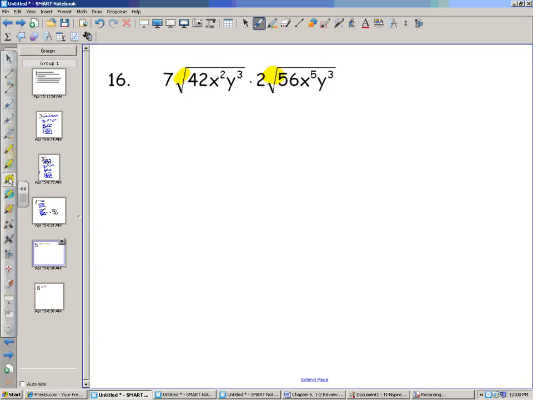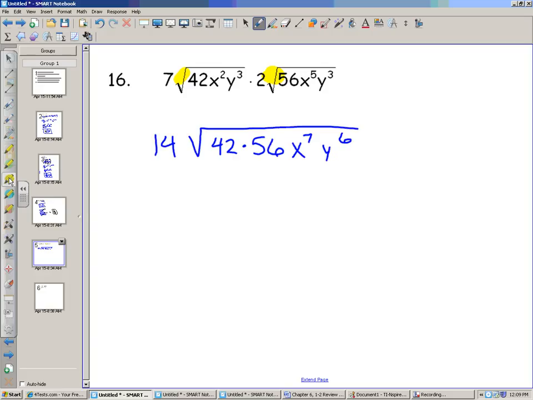Okay? So I'm going to go ahead and take 7 times 2, which is 14. And then I'm going to have 42 times 56. And then what's x squared times x to the 5th? X to the 7th. Y cubed times y cubed? Y to the 6th. Okay? Do we all understand why we added those exponents? Yes? Okay.